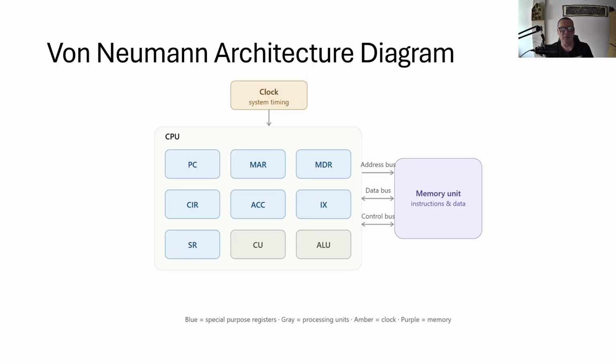So this is what it could be represented as. We have the clock there doing system timing. That feeds into the CPU. Within the CPU, you've got all the registers: the program counter, the MAR, MDR, CIR, accumulator, index register, status register. So they're all the special purpose registers. Then you've got the control unit and the arithmetic logic unit.